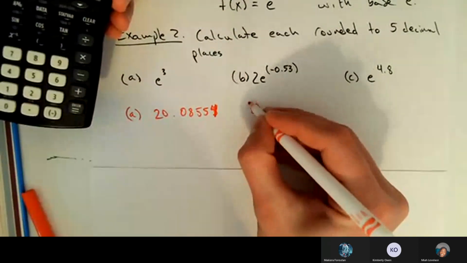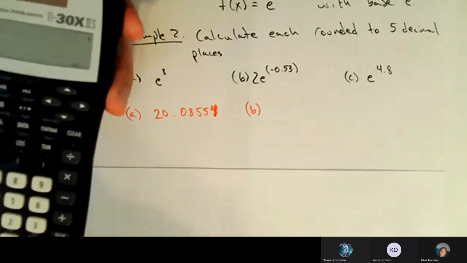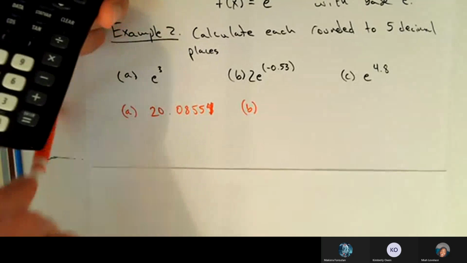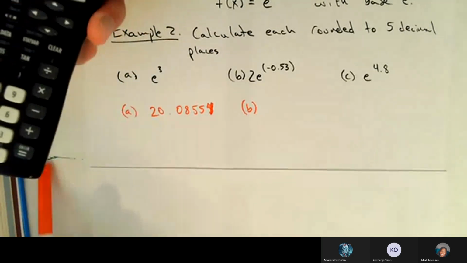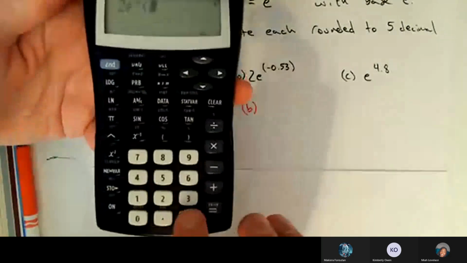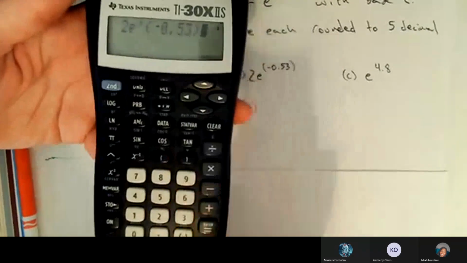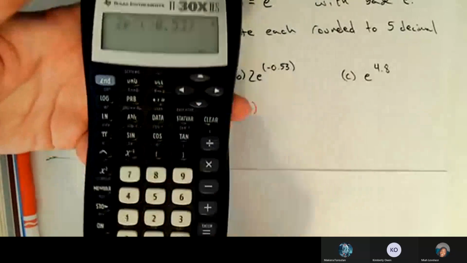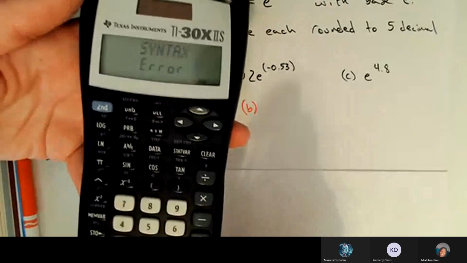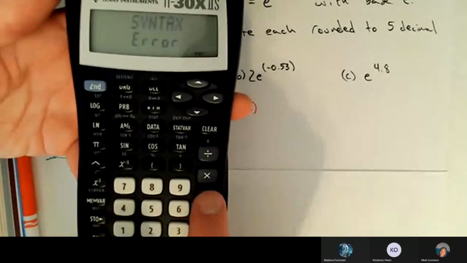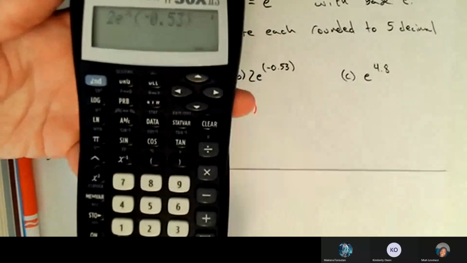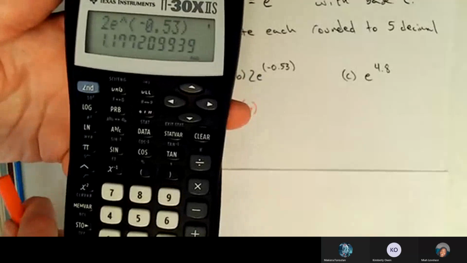All right, part B says 2 times e raised to the negative 0.53. That's fine. You can raise e to negative numbers because e is an exponential function. It has unbounded domain. You can plug whatever you want into it. Make sure when you're using your calculator that you use the negative and not the minus sign, because if I use the minus sign, the subtraction symbol, it's going to say syntax error. So make sure you're using the negation symbol so that the calculator knows what you're talking about.